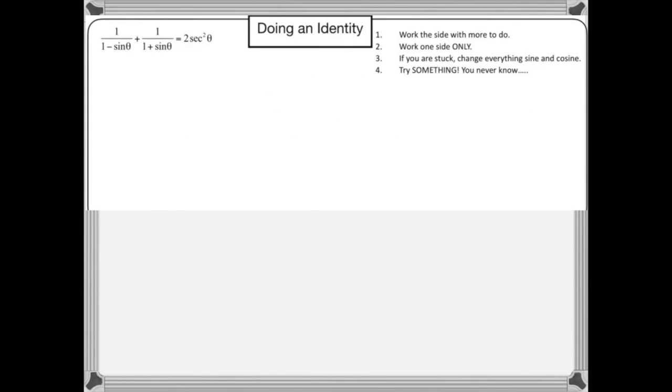Okay, this one seems like there is a lot to do on the left-hand side. This part over here seems pretty well set. There's not much to do. So what I'm going to do is rewrite this to give myself some room, and then we will start putting things together. We agreed that the left-hand side looks a little bit nicer to work with.